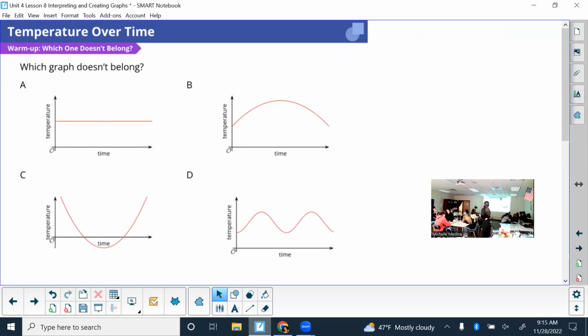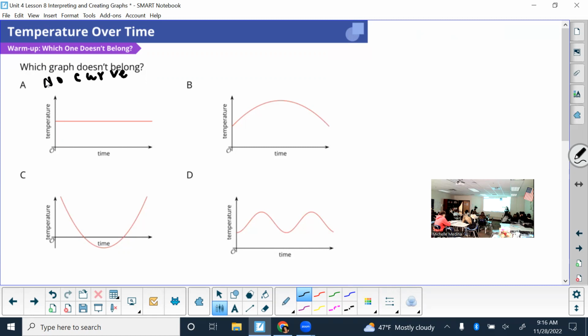All right. So for the warm up, raise your hand, and it doesn't have to be a group consensus. You could disagree with your group, but raise your hand if you have a reason that graph A doesn't belong. Wrigley? So no curve. Anyone disagree with that? Do you disagree? You think there is a curve? Okay, so there's no curve in that one. The other ones do have at least one curve.